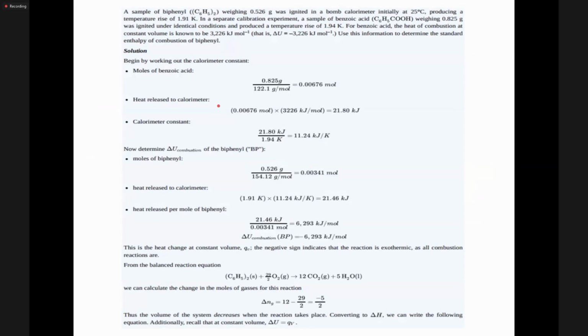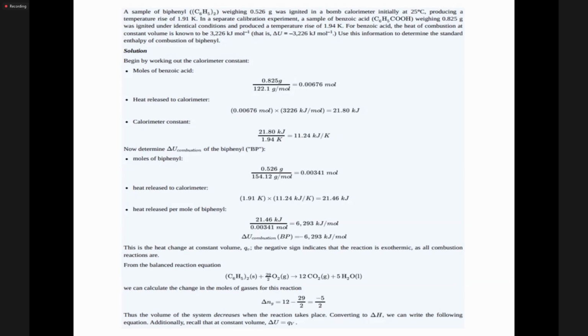A sample of biphenyl, that is C6H5 whole 2, weighing around 0.526 gram at room temperature, that is 25 degrees Celsius, is kept inside a bomb calorimeter. It produces a temperature rise of 1.91 Kelvin.